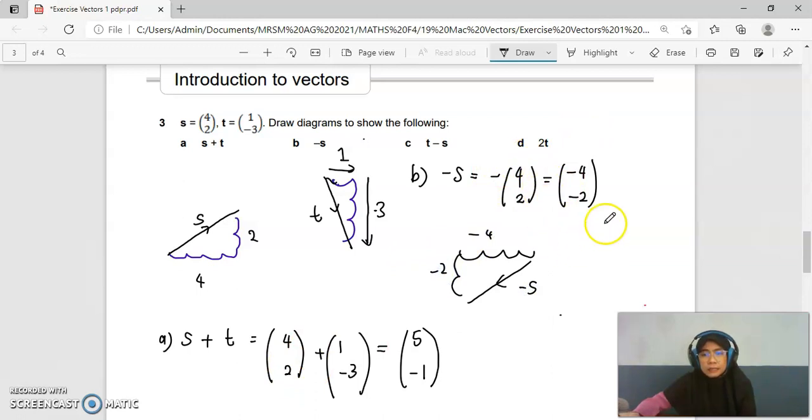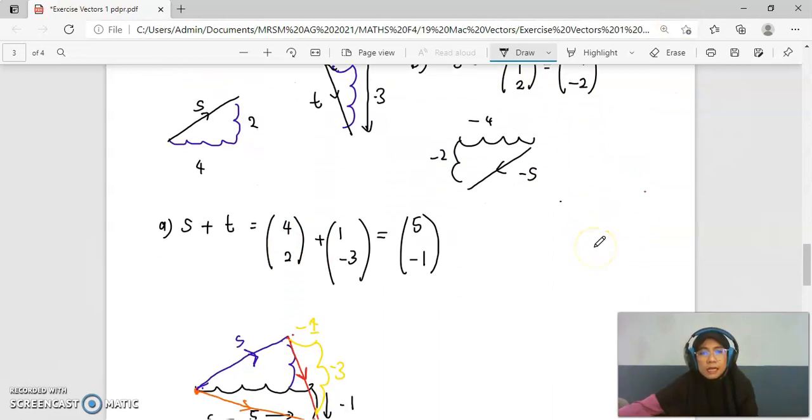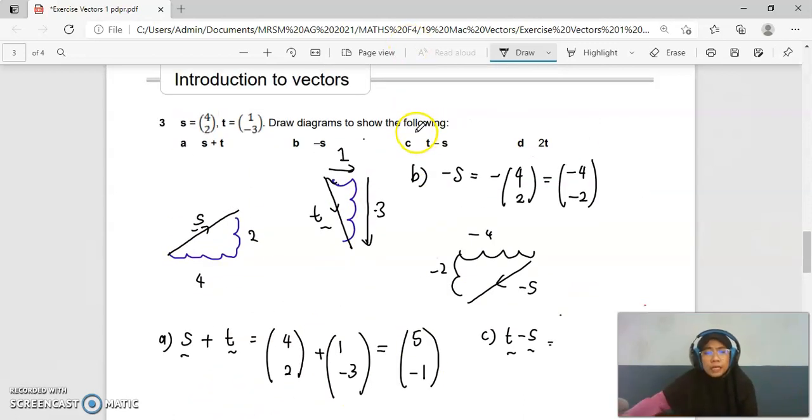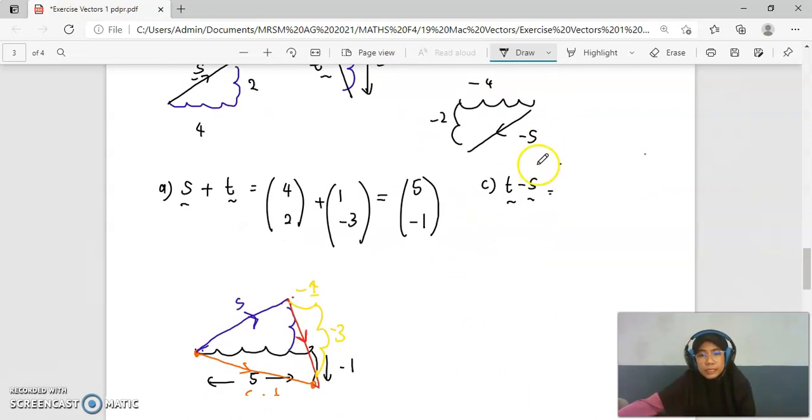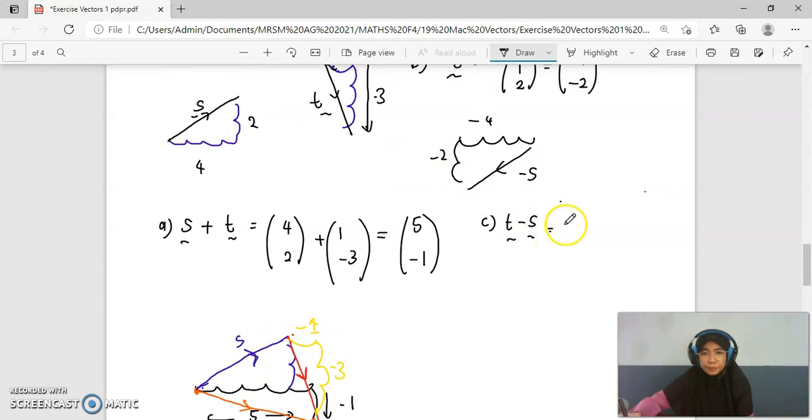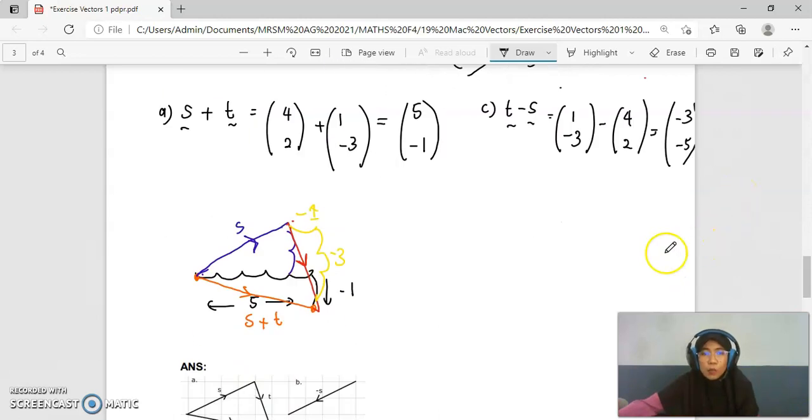Okay, negative 4, negative 2. And then t minus s. You continue here, t minus s. I forgot to put, actually we must put an underline under the letters to show this as a vector. So t is 1, negative 3, minus 4, 2. So 1 minus 4 is negative 3, and negative 3 minus 2 is negative 5. So it's t minus s. So where is t minus s? Where to draw it?